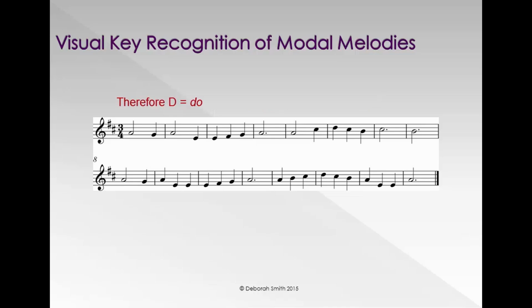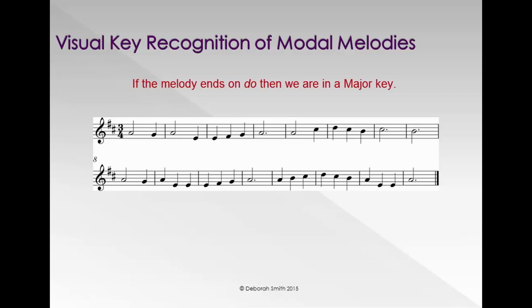Consequently, D is do. If we then look at the last note of this piece of music, we notice that it is not D, it is A. If D is do, then A will be so.